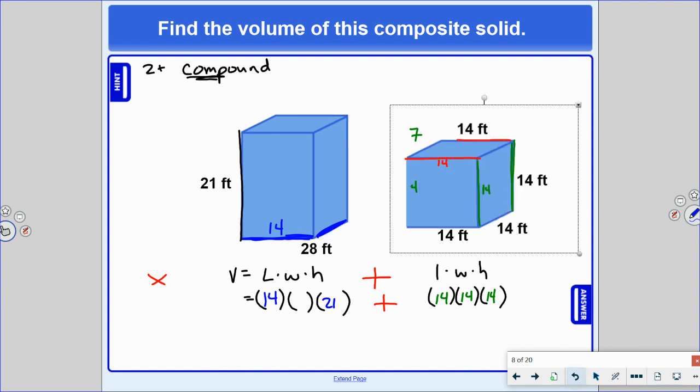Not the best of explanations right now, folks. I apologize. I'm struggling with the visuals.